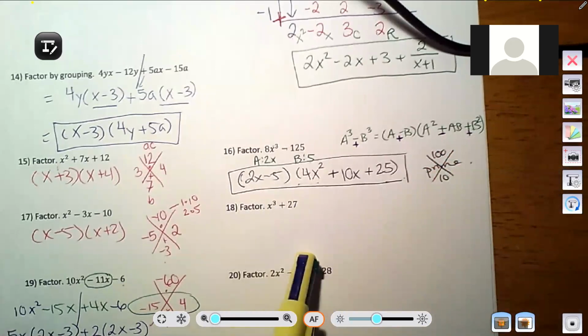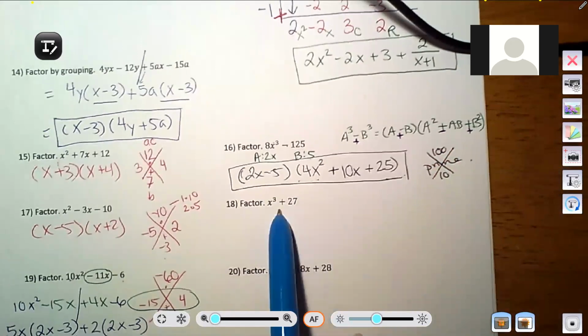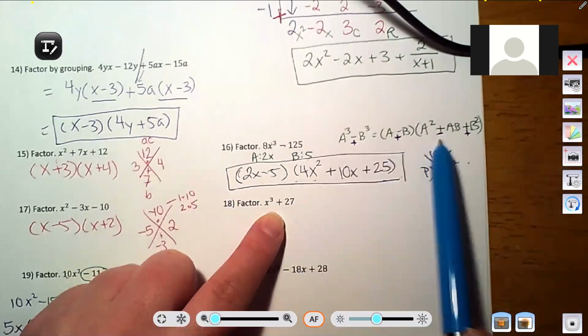So we do a similar thing. The signs are just a little bit different with this one because you'd be doing plus, then minus, then plus.